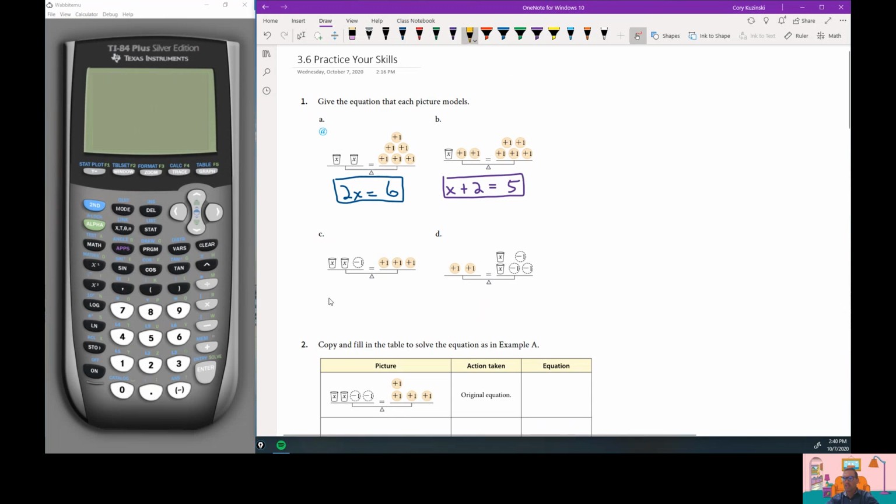On C, we have the 2 cups with an unknown number of pennies in there. Call that 2x. We have -1 pennies there. It's tough to do in real life, isn't it? And then we got 3 on the right. So 2x minus 1 equals 3. And then this last one, we got 2 on the left equals 2x minus 3 on the right.